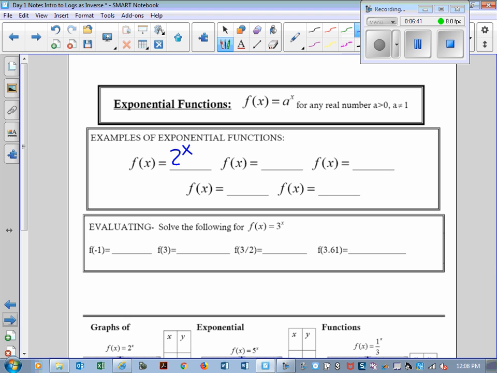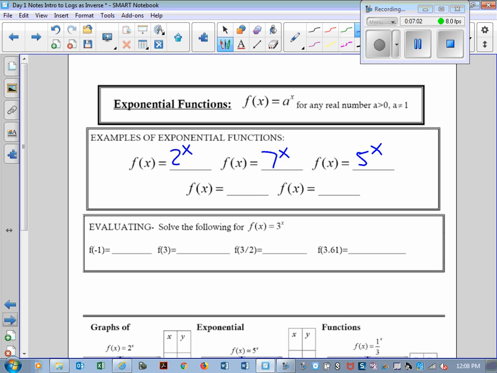Give me another number. 7. Okay, we're going to have 7 to the x. There's an exponential function. Sam, give me another number. 5. 5 to the x. There's another one.